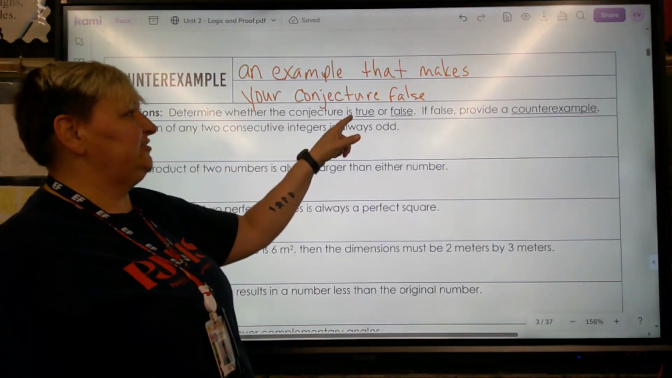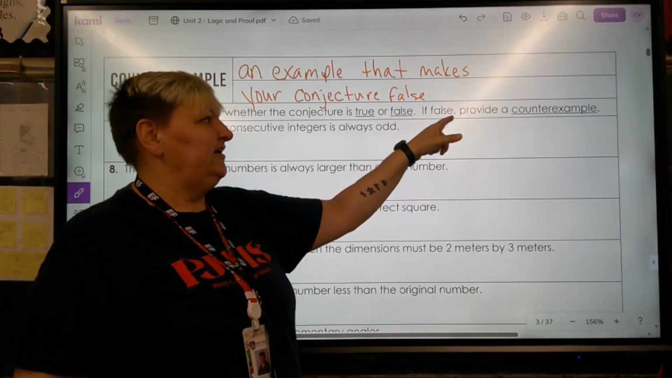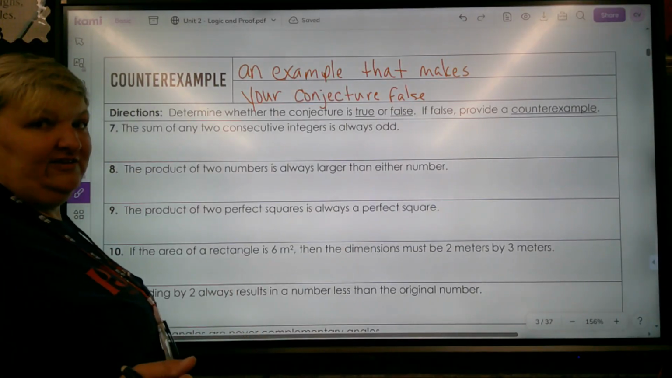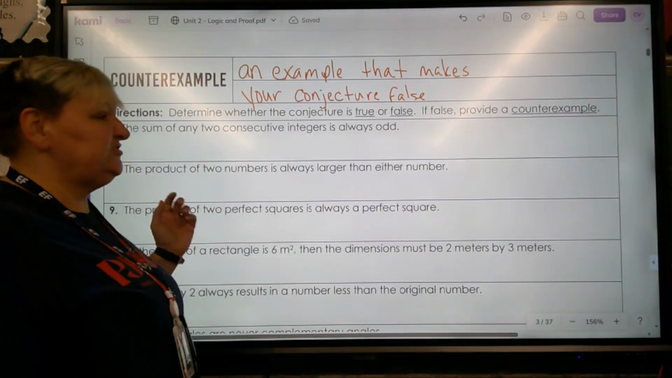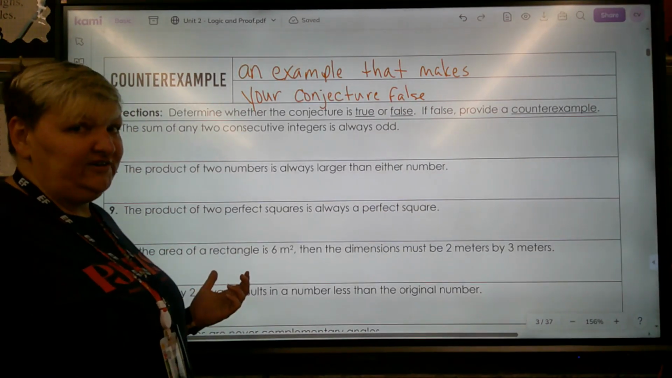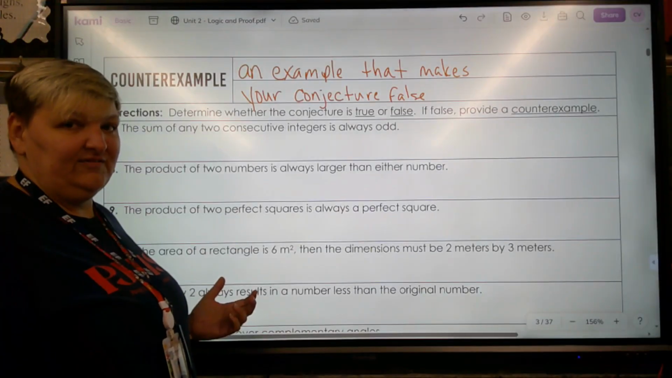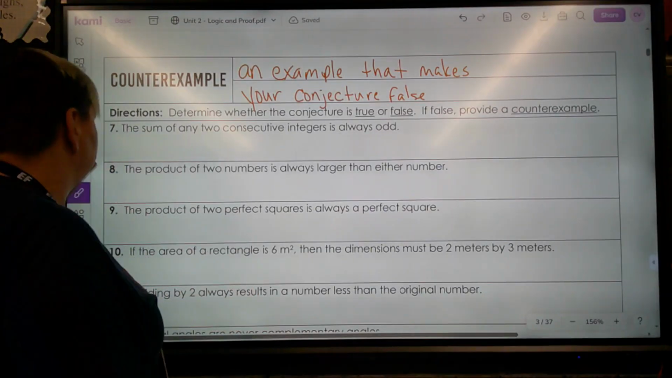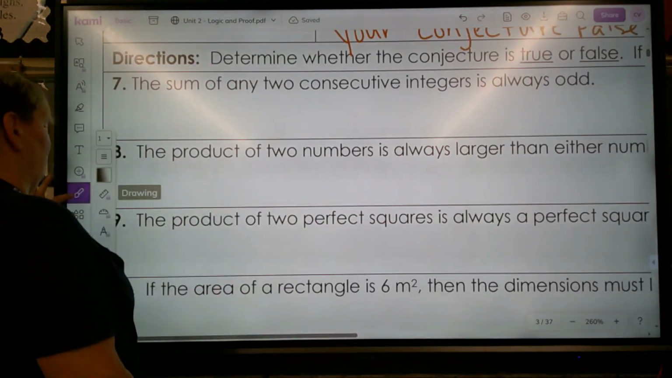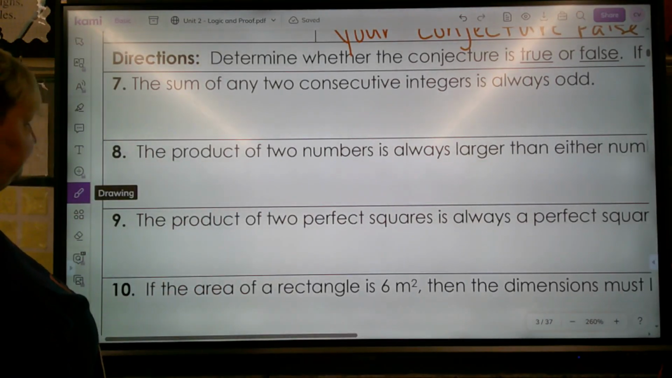Directions. Determine whether the conjecture is true or false. If false, provide a counterexample. I'm going to ask you to provide an example either way. If you say it's true, prove it. If you say it's false, prove it. If you don't prove it, then it's wrong. I'm not giving you the points. True or false, prove it.